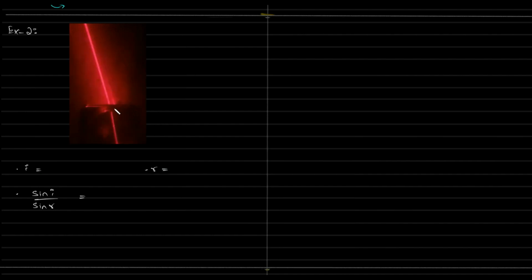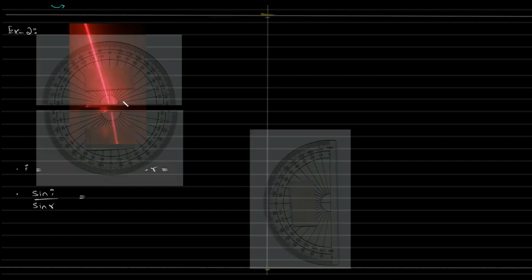Same setup, but we have an angle of incidence which is a bit lesser. So let's see what happens. The first value is around 10 and this is around 16, right? You can clearly see 16.